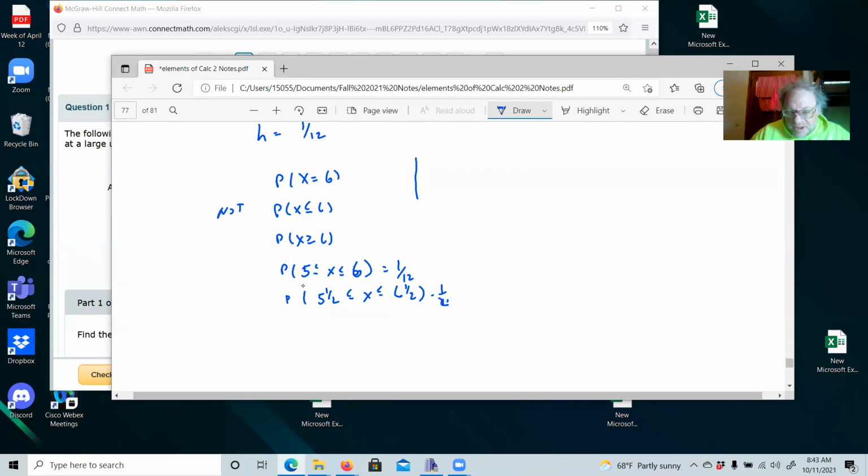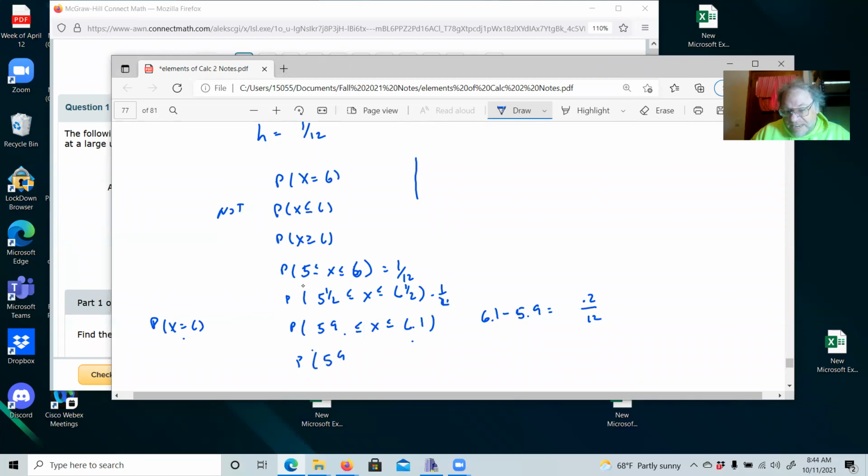So some people get a little bit better. Like, well, what about 5.9 and 6.1? Well, 5.9 and 6.1, right? This would be 0.2 over 12. It's not the same thing, right? This is different than the probability that x equals 6. It's close, but it's not the same.